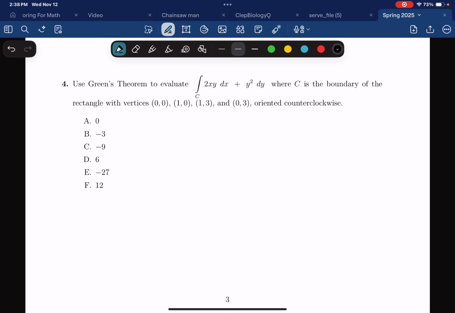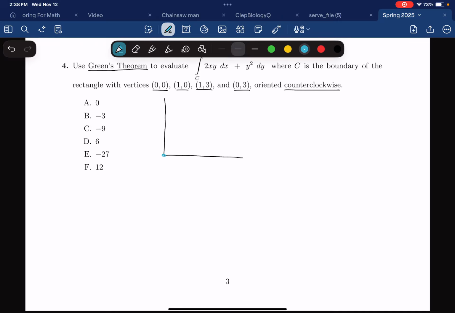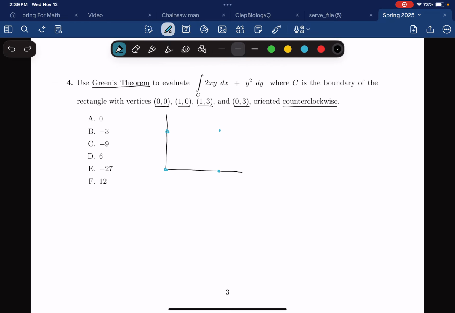Okay, this is number 4. Use Green's theorem to evaluate this integral, where C is the boundary of the rectangle with vertices 0, 0; 1, 0; 1, 3; and 0, 3, oriented counterclockwise. So let's first draw out this rectangle, shall we? It goes from 0, 0 to 1, 0 to 1, 3 and 0, 3. There's the rectangle, this very cool rectangle right here.